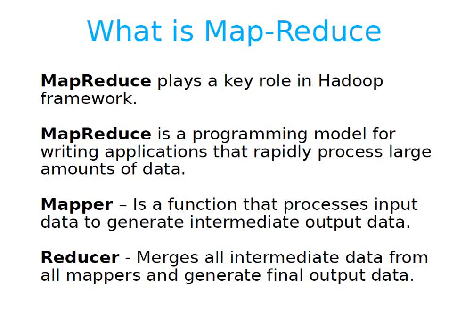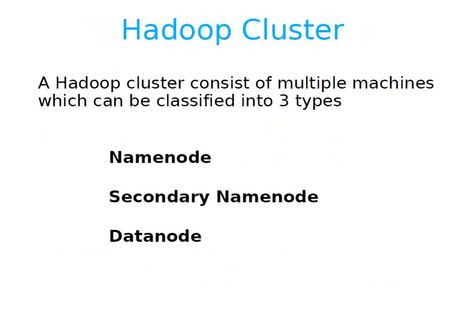In a programming language context, or you can say as a definition, a mapper is a function that processes input data from HDFS and generates intermediate output data. This output is not the final one. That's why I'm saying that this is an intermediate output. After that, the reducer will merge the intermediate data from all the mappers and generate the final output data. So this was all about MapReduce, mapper and reducer. If you have any doubt, you can ask me. Otherwise, we can proceed to the next slide.